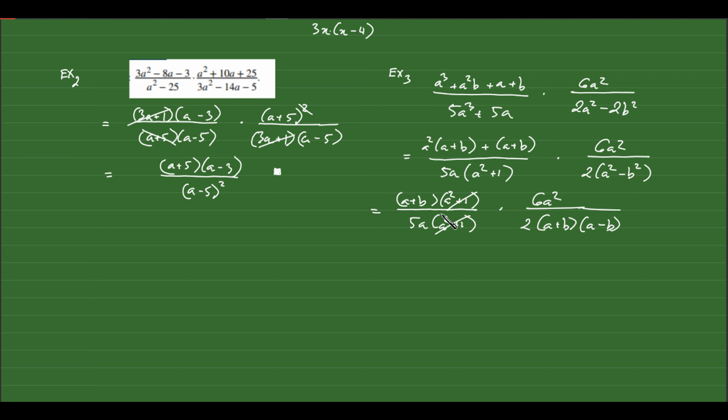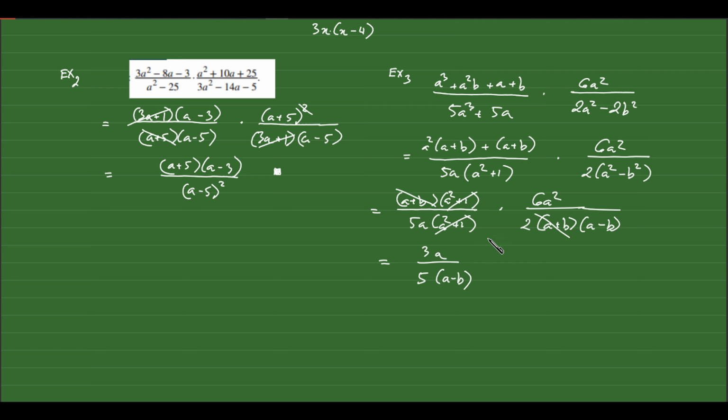So this cancels. A plus b cancels. So what you have left is 6, a squared and a you cancel, so you have 1a on the top. So 6a over, hold on, 6 and 2, 6 and 2 you can cancel, so you have 3. Okay, you have 3 at the bottom. Right, a minus b. And that's it.